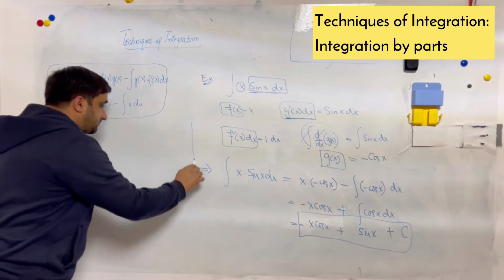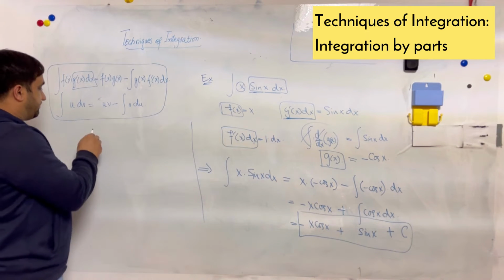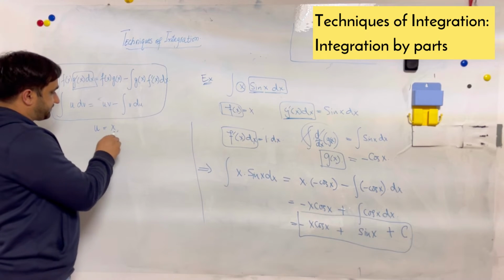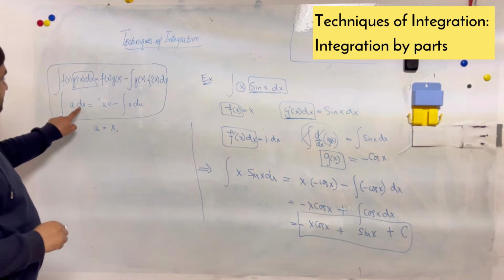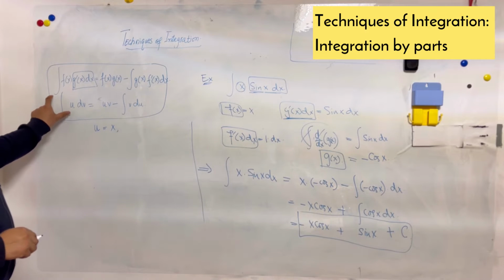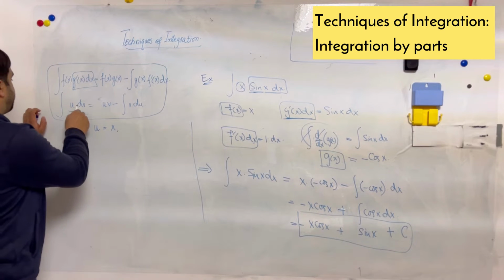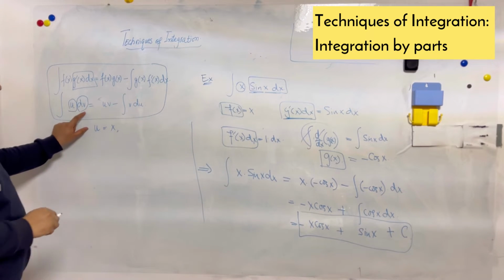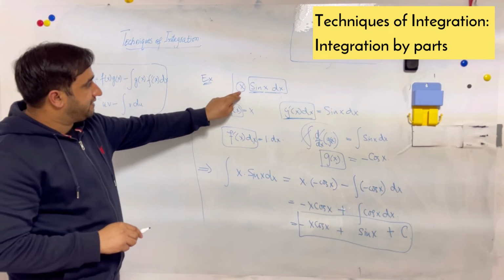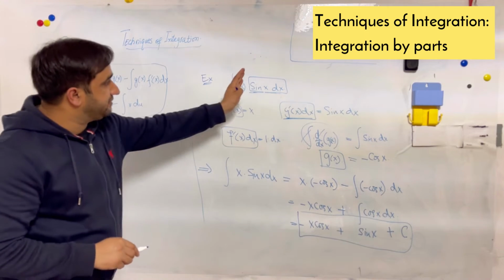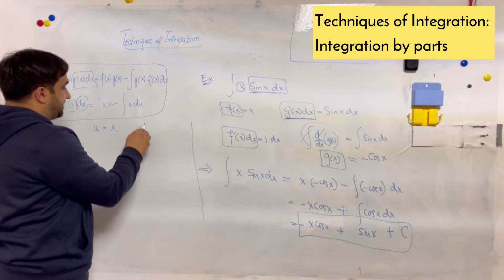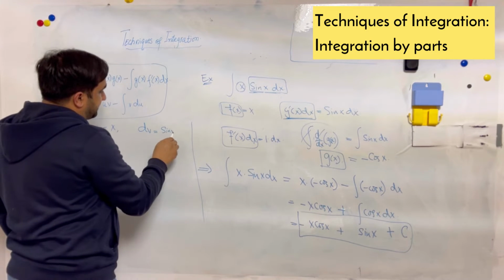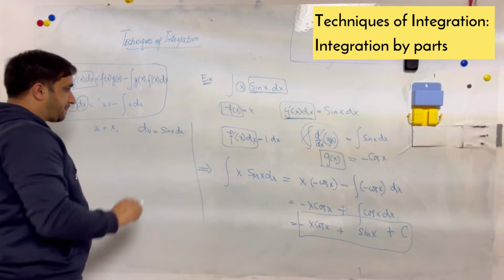Or if you assume u is equal to x, and so in the formula you see you have two things. If you are assuming one thing as u, then you have to assume all the remaining thing as dv. So I have assumed x as u, it means whatever is remaining I will assume it as dv, and the dv will be sine x dx.